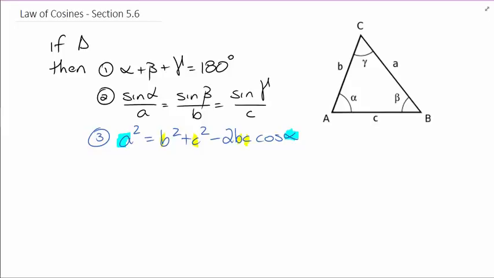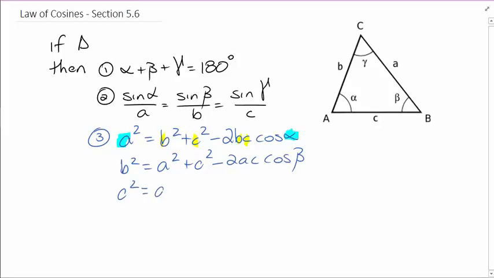There are two other versions of this same law of cosines. One starts with a b squared, and we get a squared plus c squared. This would now be minus 2ac, and now we would have the cosine of the angle opposite b, which is beta. The final version, c squared equals a squared plus b squared minus 2ab cosine of the angle opposite of c, which is gamma. All three of these work. It just depends on what we have and what we're looking for.